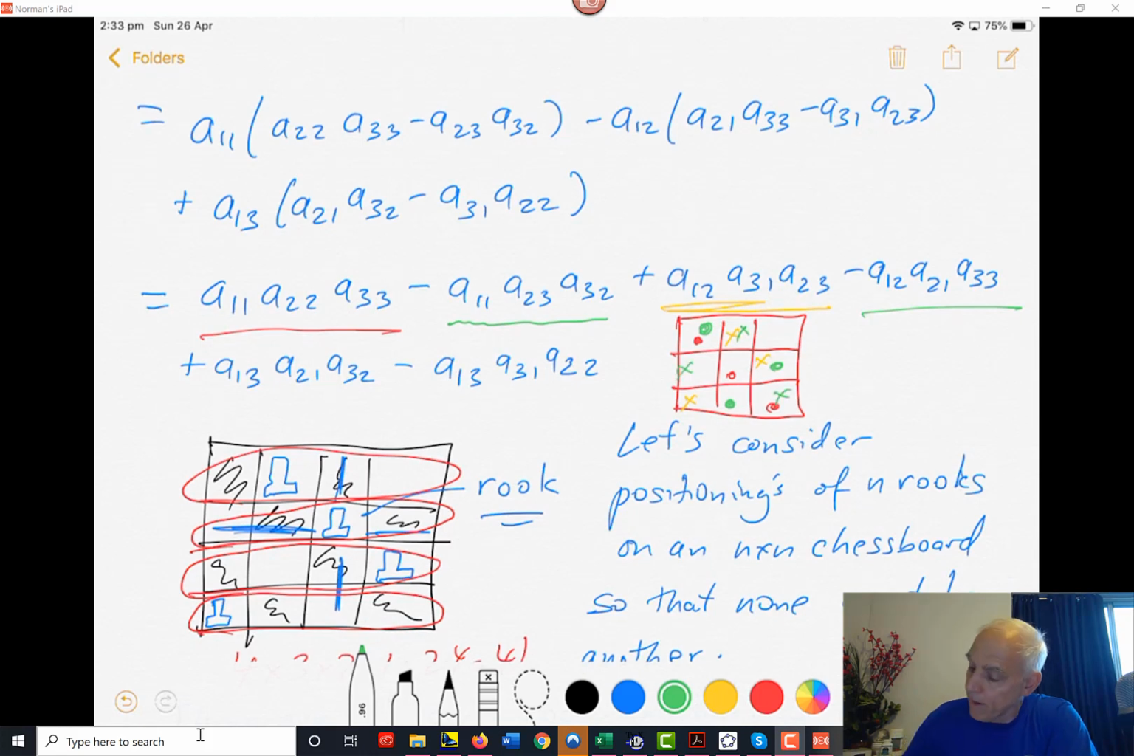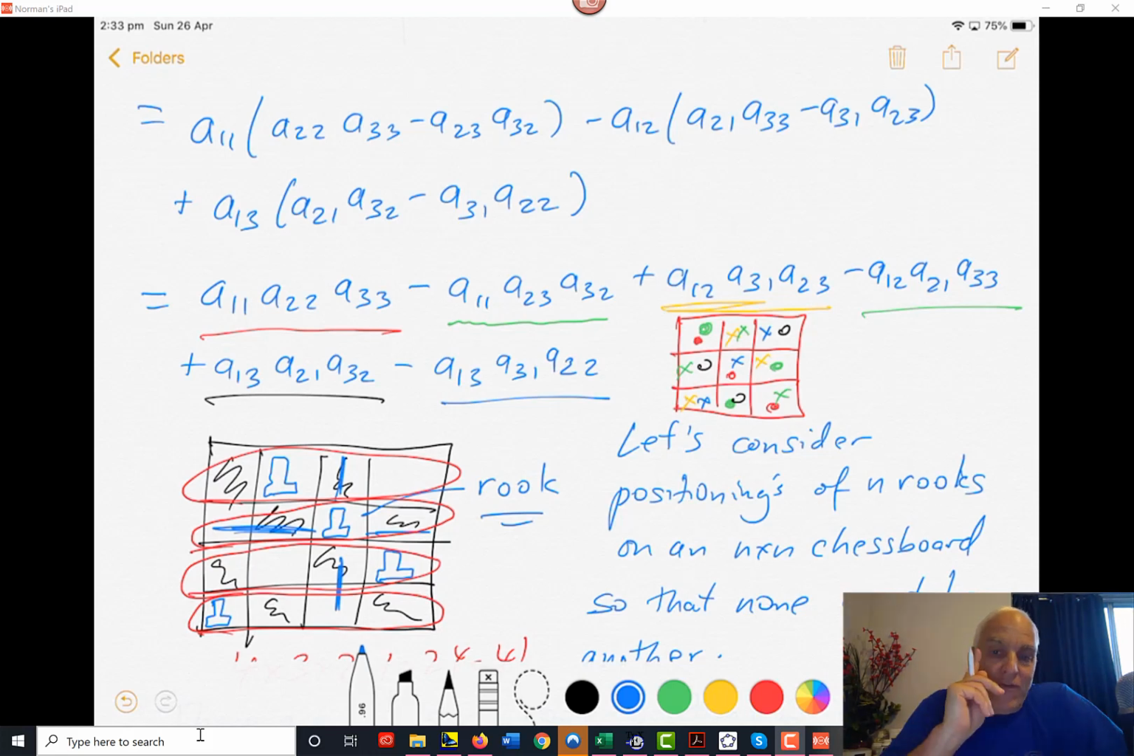That's that one there. And how about this one here? A13, then A21, and then A32. Here's another one. And finally, maybe in blue, this one here: A13, that's that one there, A31, that's that one there, and A22. So those are the 6 possible positionings, and they exactly correspond to the terms of this determinant once we've expanded it all out in terms of the entries.